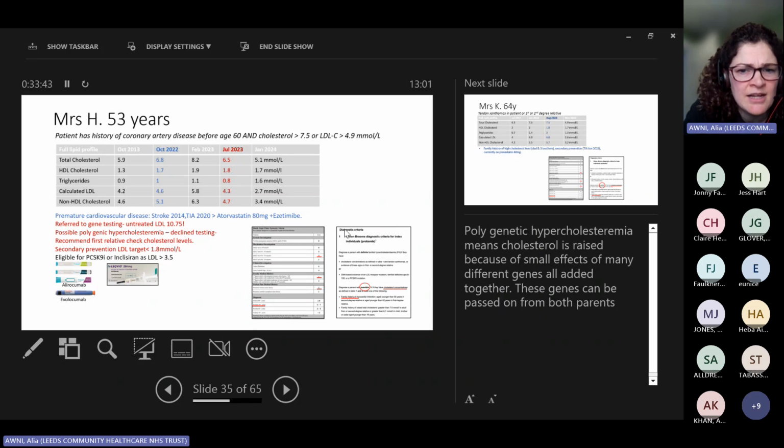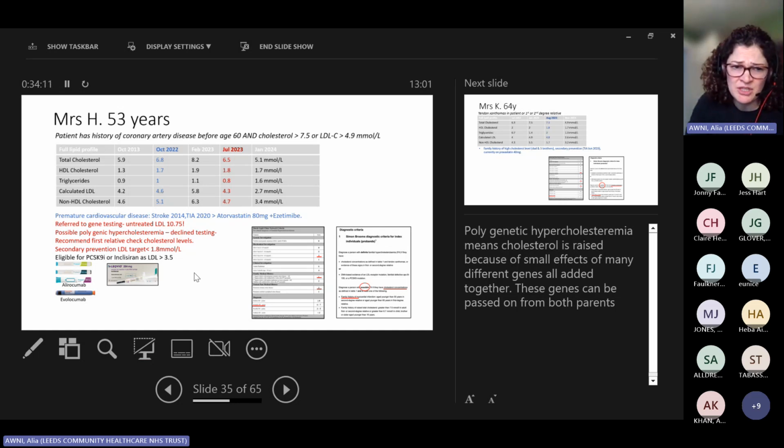I put the scoring in using the Simon Broome criteria and the Dutch scoring, and it brings it up as possible. When you put it forward for genetic testing, it says this patient is qualified. With the treatment, the LDL levels are on the high side, 4.3, which gives a calculation of untreated LDL around 10.7. So it's a high one.